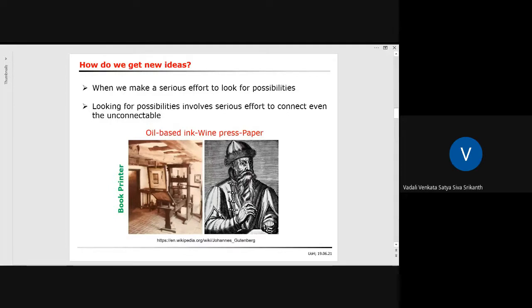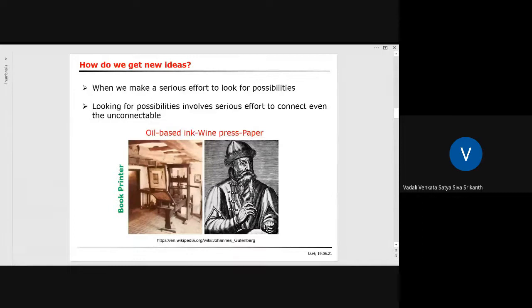For example, the printing press. The printing press invention is an important innovation in the modern era. Modern era includes us too. This printing press came into existence because Johannes Gutenberg, a well-known German inventor, was able to connect three unconnectables: oil-based ink, wine press, and paper. And then he innovated, and for us now, we have printing presses.